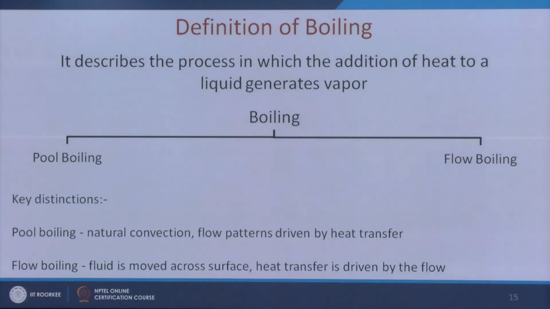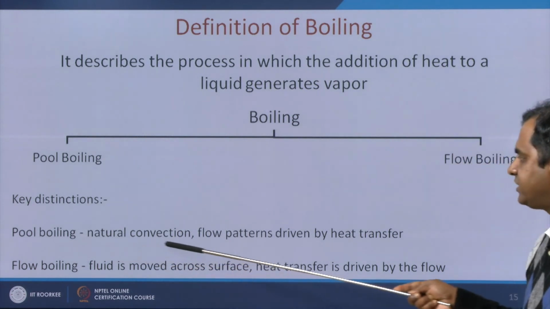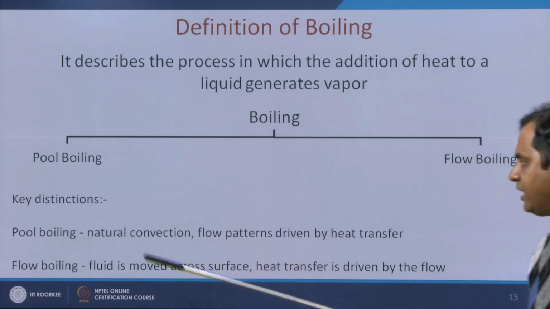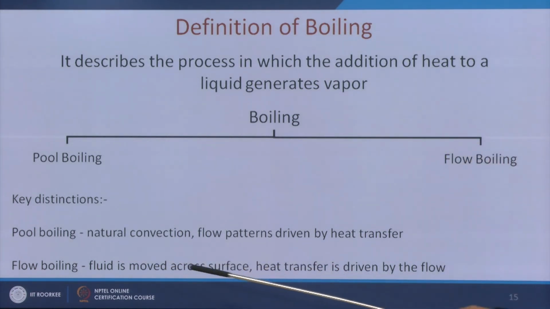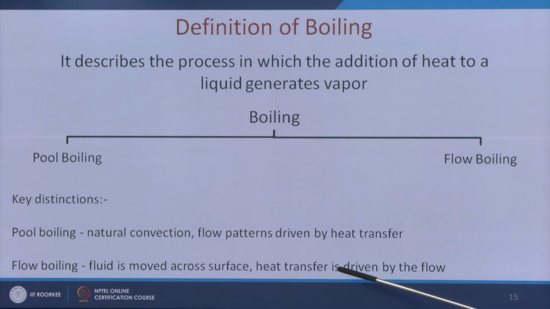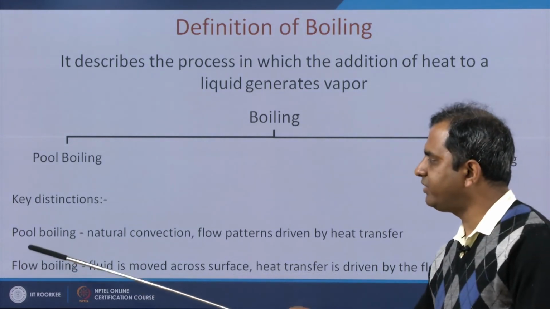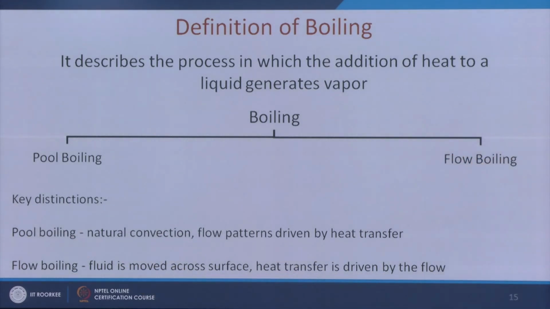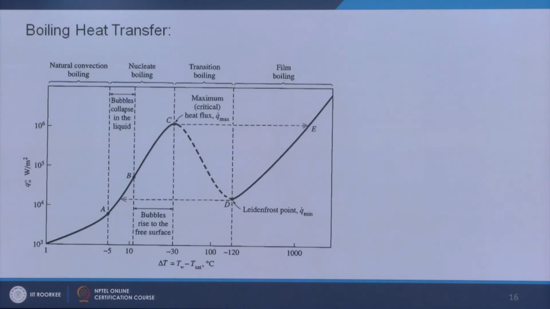So, key distinctions, as I have already mentioned: natural convection takes part in pool boiling. And in case of flow boiling, the fluid is moved across the surface and heat transfer is driven by the flow. So, this is forced convection driven and that is natural convection driven.